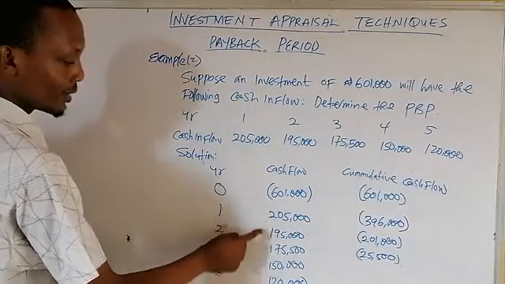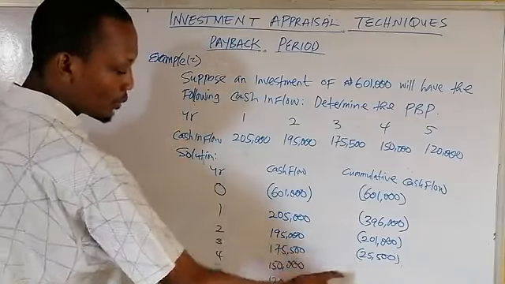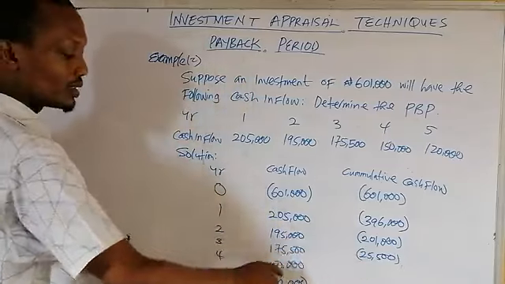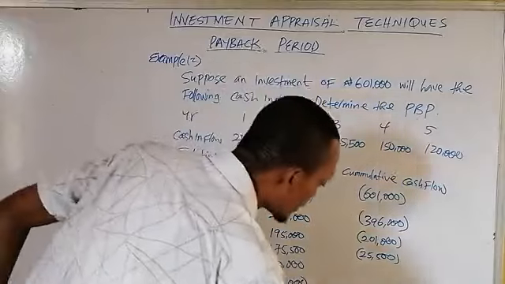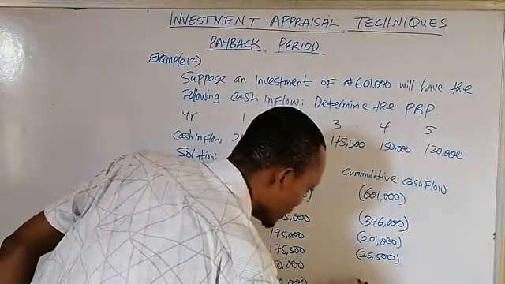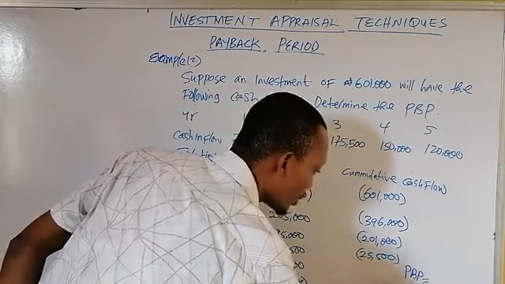After year 3, we recoup this. So in year 3 plus some few months in year 4, that's when we are going to recoup our investments. So therefore, our payback period at this point will now be equal to 3 years plus.